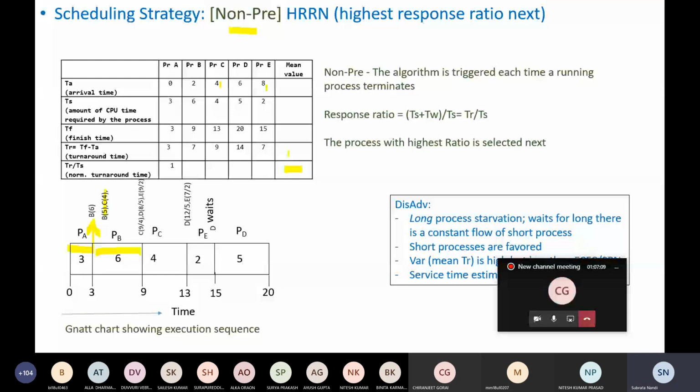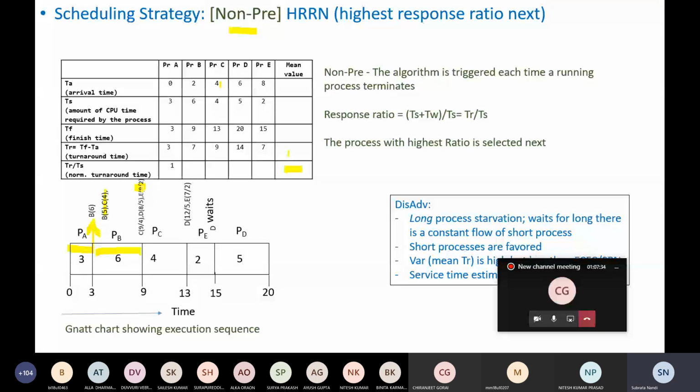For E it will be how much? 1 plus 2, it's 3 by 2, no? This is mistaken. Okay, I'll change these values. So eventually you will find, which one will have the highest response ratio?